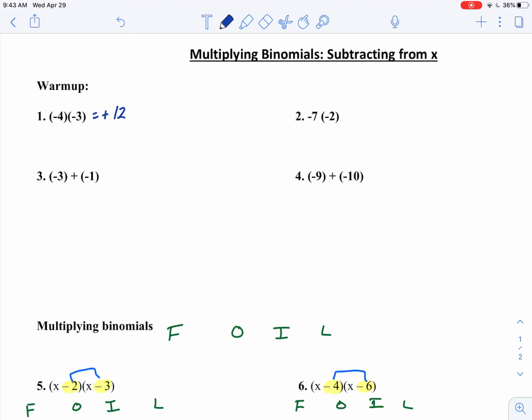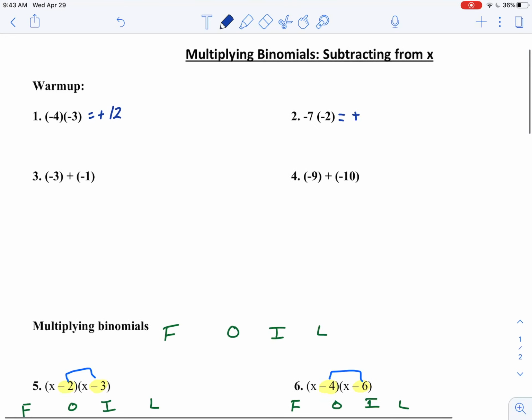Alright, let's try the same thing here. I've got a negative 7 times a negative 2. So what's a negative times a negative? Well, that would be positive, and 7 times 2 is 14.